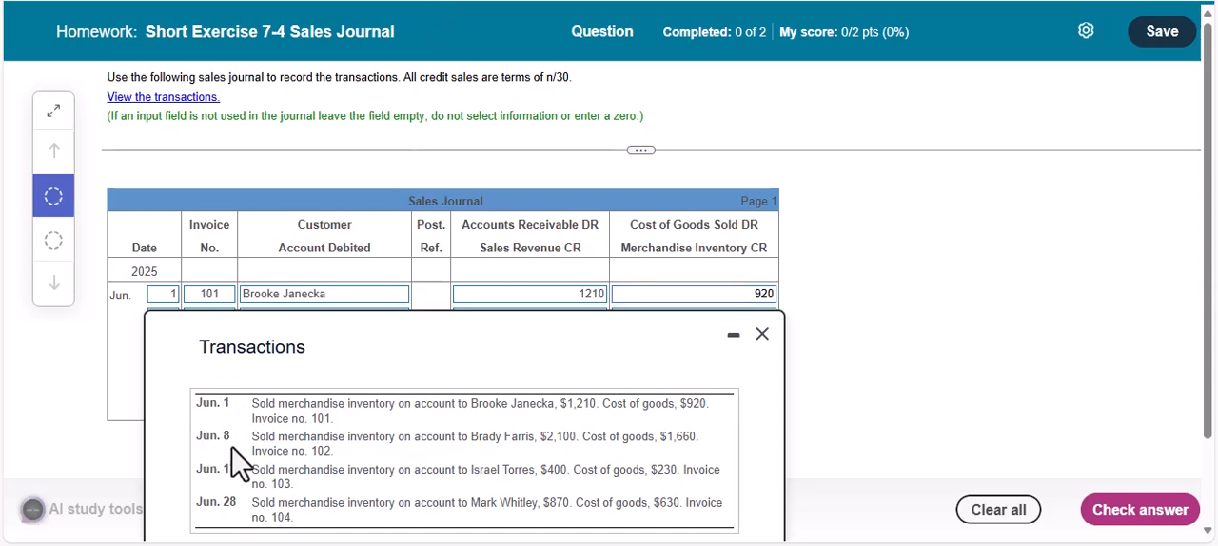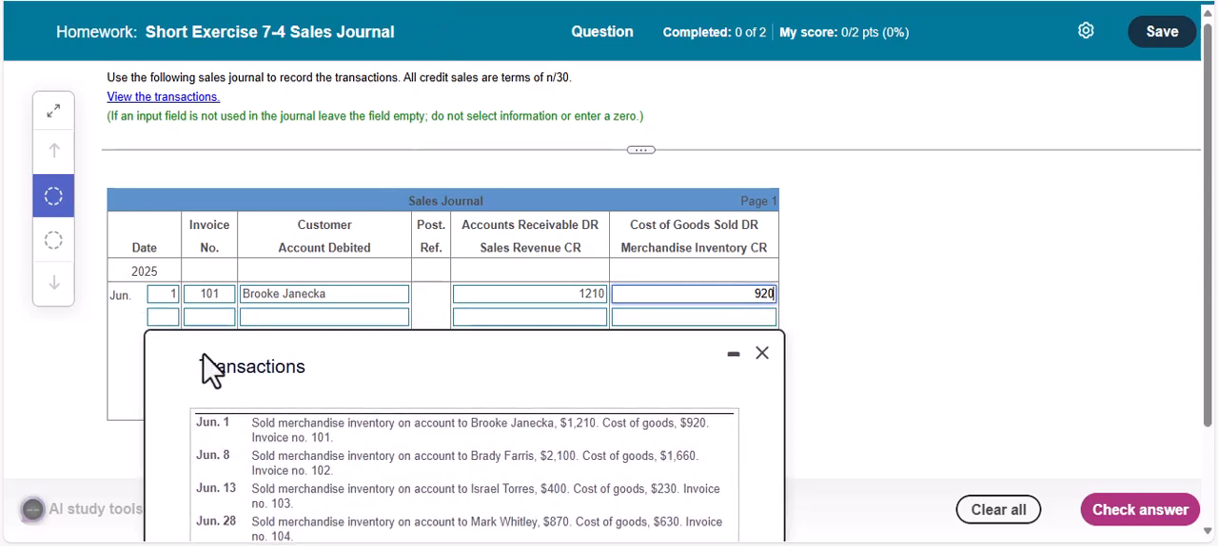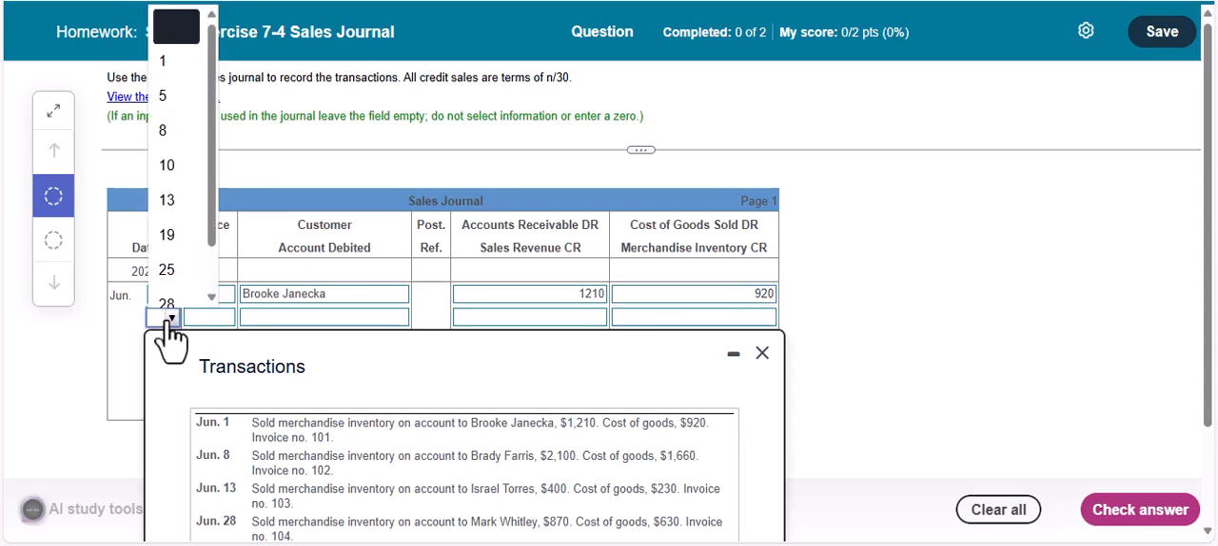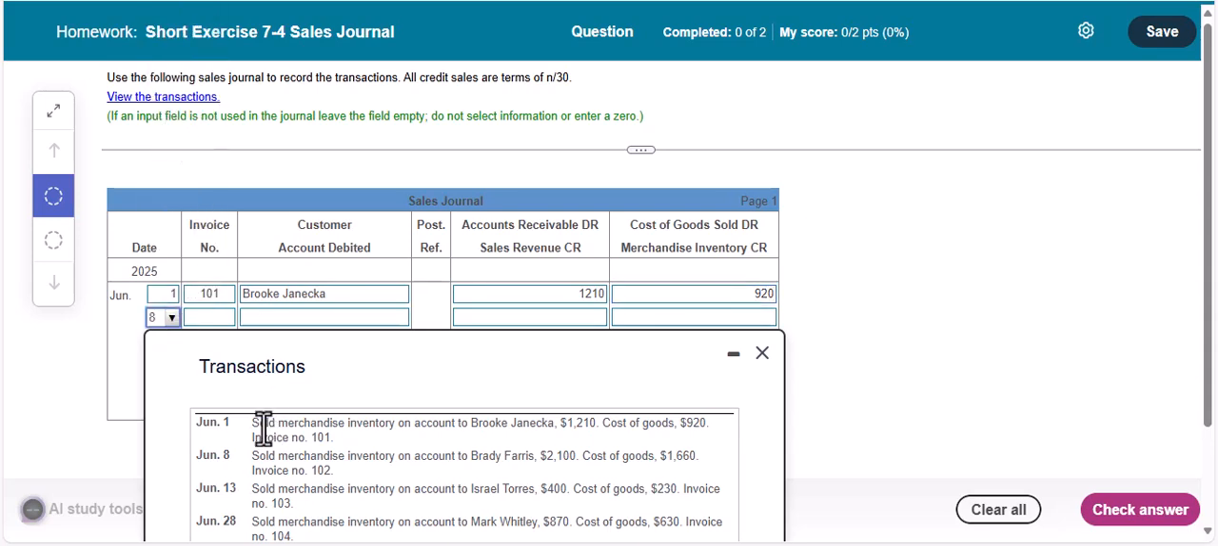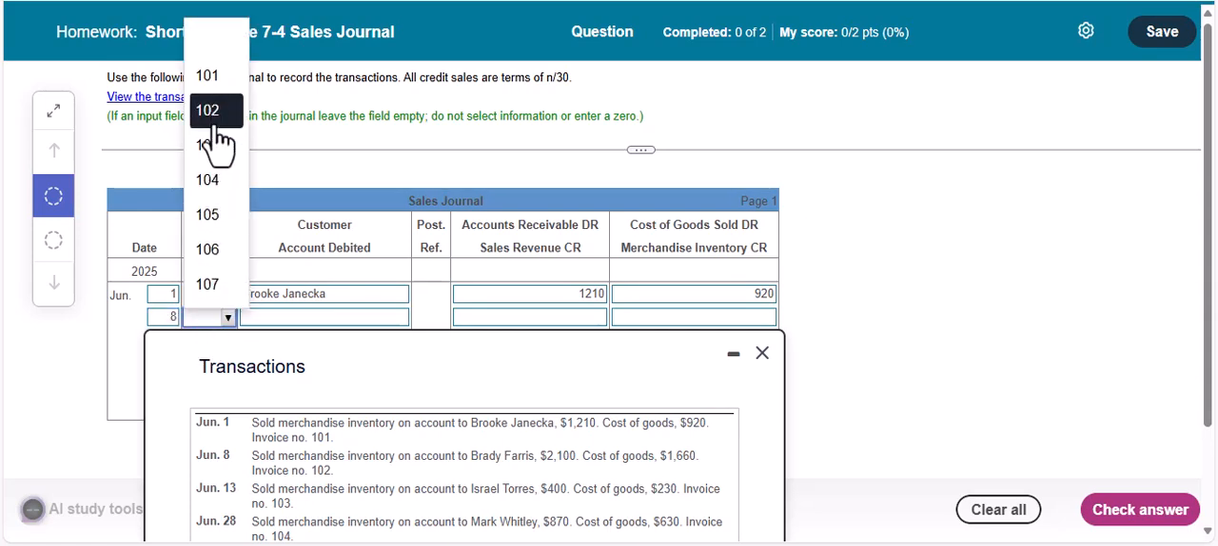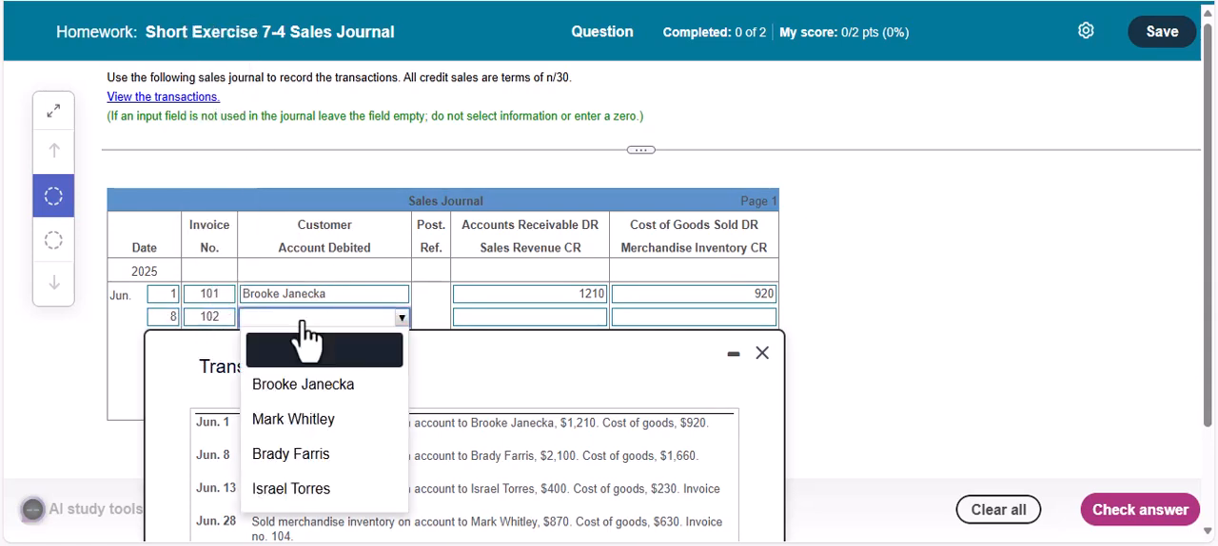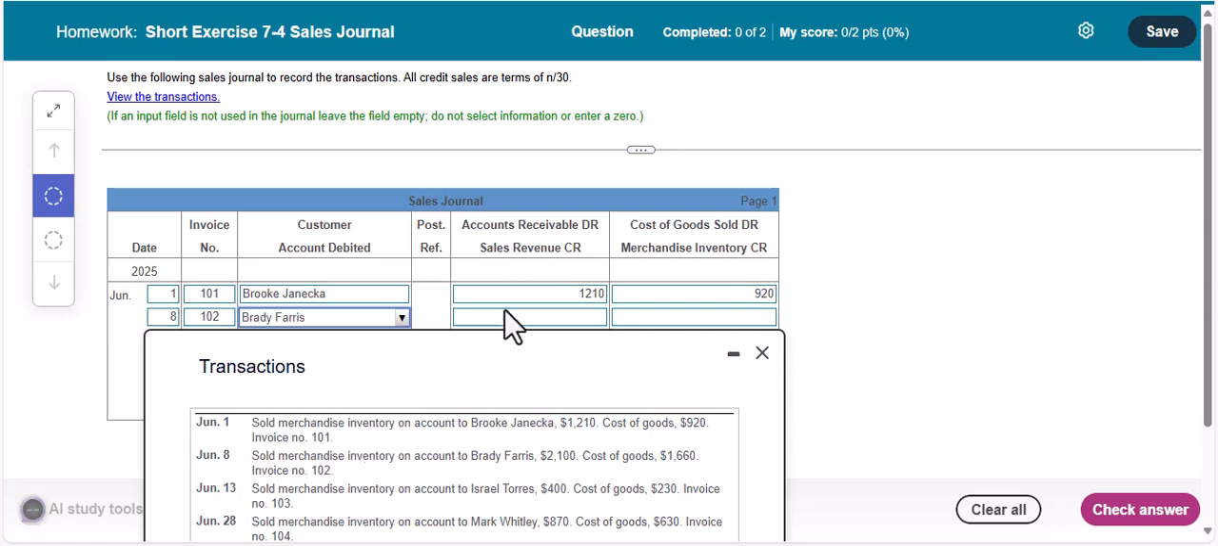Next up, we have June 8th. So we can slide this down here. So the date is going to be June 8th. We sold merchandise inventory on account to Brady Ferris, and that invoice number here is at the end, 102. And Brady is our customer. And then we have accounts receivable and sales revenue of $2,100. And our cost of goods sold is $1,660.